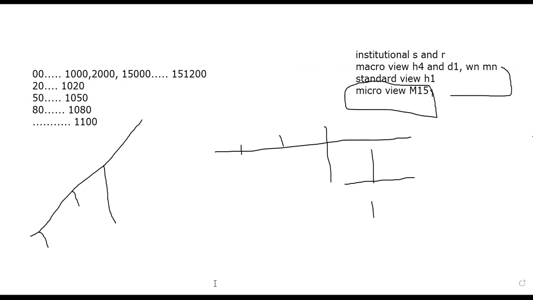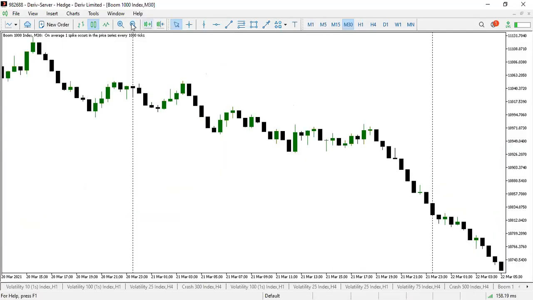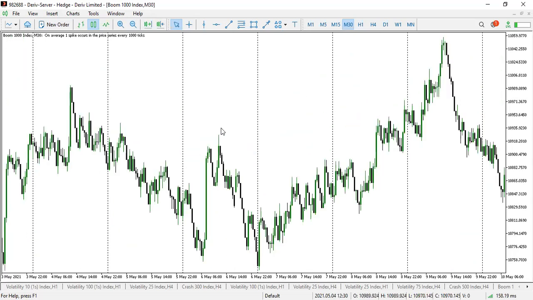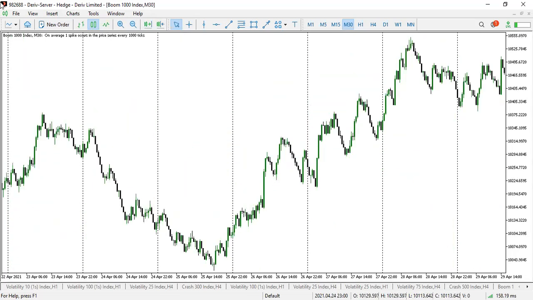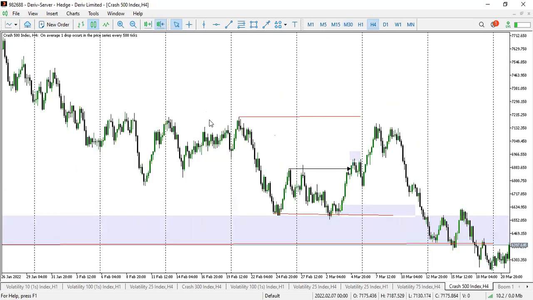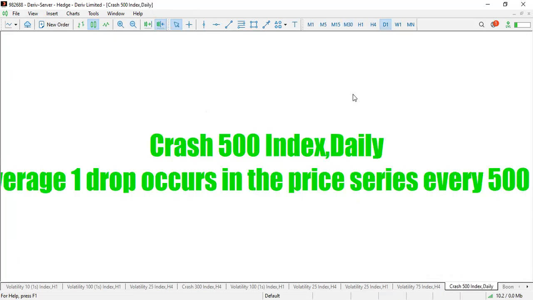So who else has not chosen his pairs? There's two major pairs that you are choosing. Who else has not done that? So let's work with your Crash 1000, or which pair should we work with? Yes, the Crash 1500 will be okay. Crash 1000 or Crash 500? Okay.